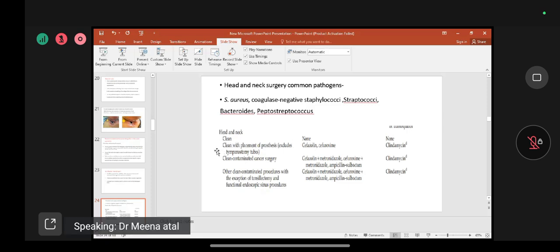If the wound is clean and there is placement of a prosthesis or any tubes, then we can use the antibiotics cefazolin and cefuroxime. And if a drug allergy is present for these antibiotics, we can use clindamycin. If it is clean-contaminated cancer surgery, we use a combination of cefazolin plus metronidazole, or cefuroxime and metronidazole, and we can use ampicillin-sulbactam. If allergy is present, then we can use clindamycin.